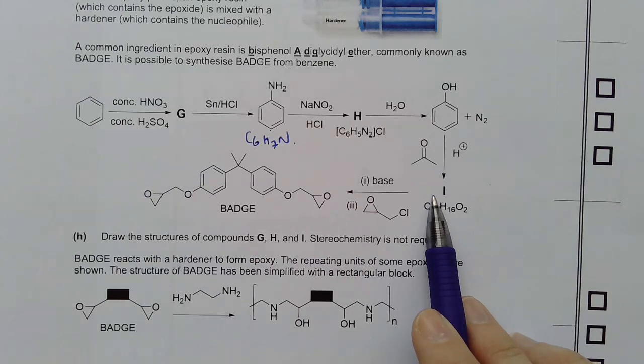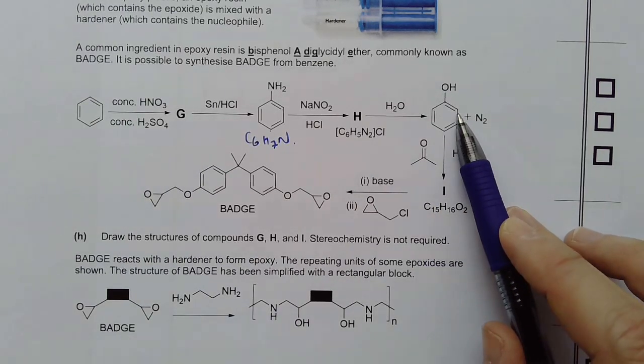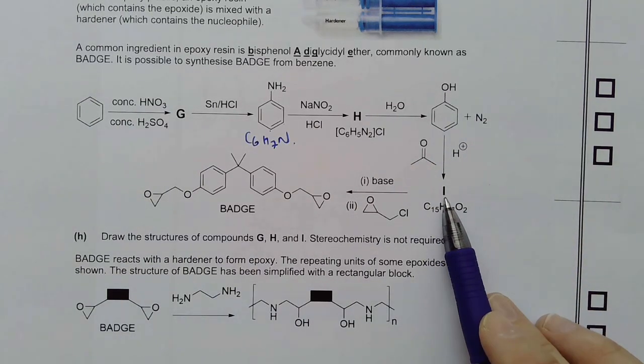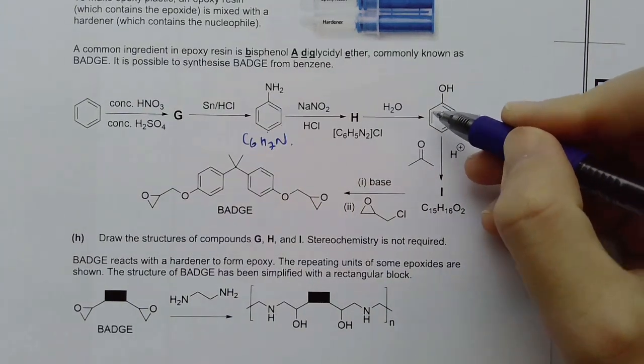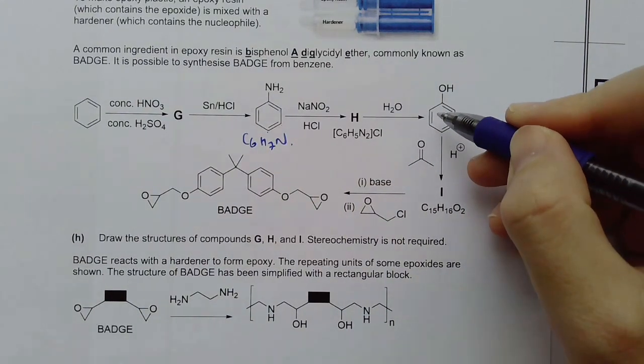All right, and then we have to work out I. So we take this and we react it with this to make this. Now here I've got 6 carbons.